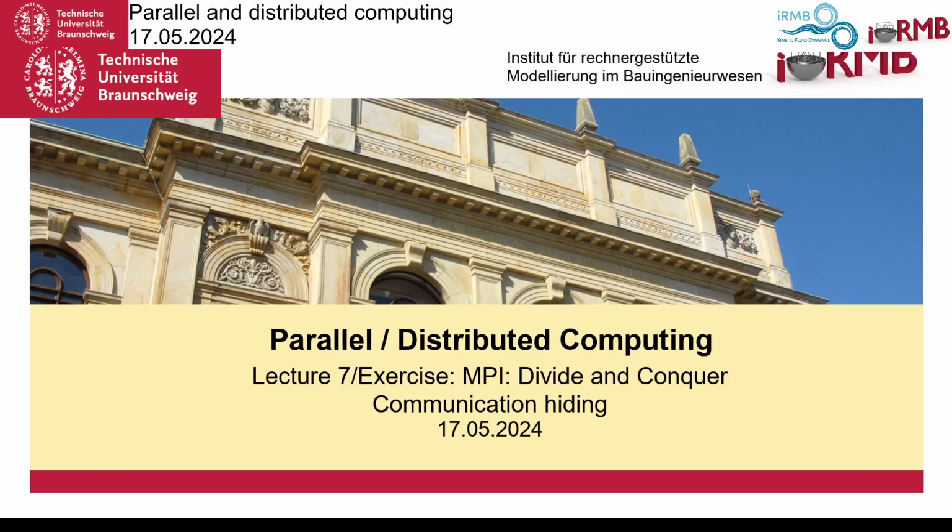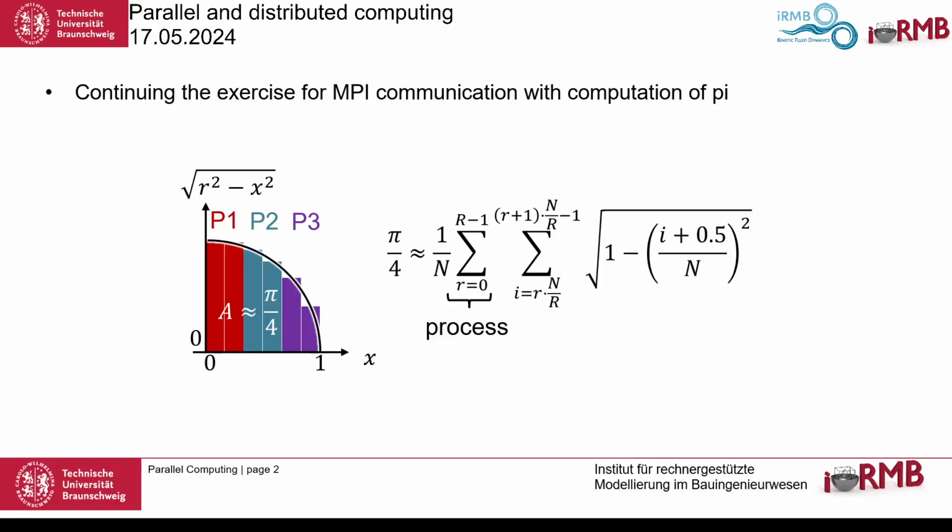So we'll continue first with what we started last time, the calculation of pi. And we are going to do this with a divide and conquer method. And then we'll look at a different approach, which is communication hiding. So we'll come to this later after we have made our first exercise here.